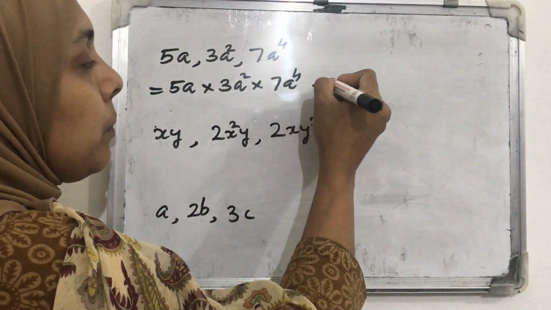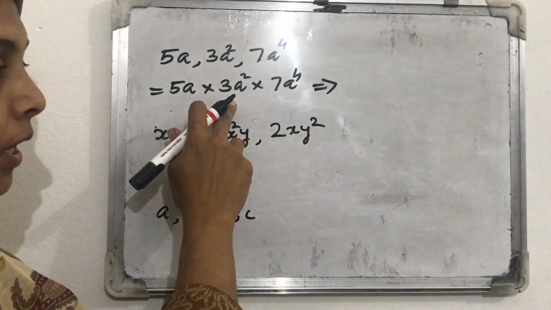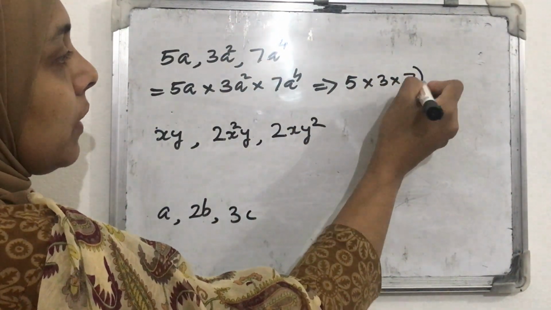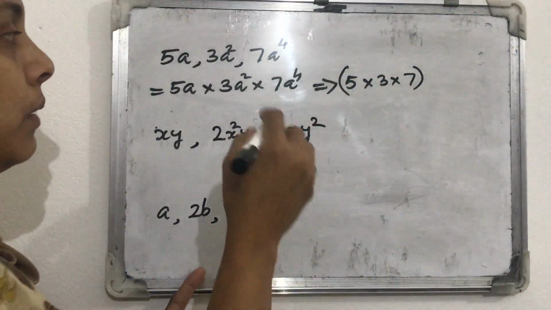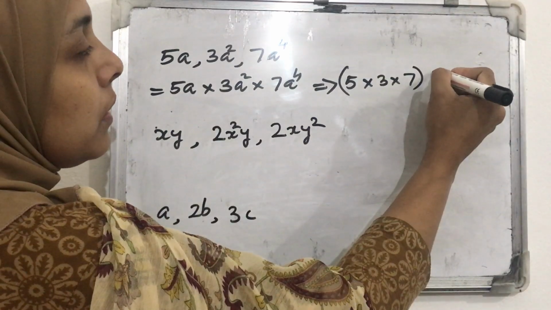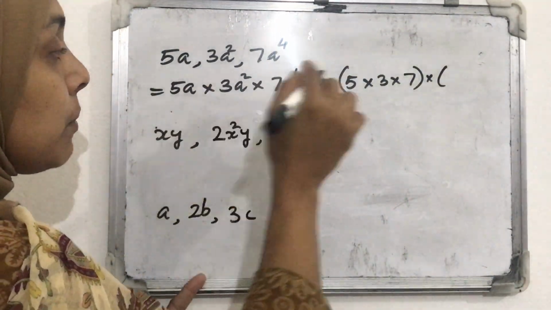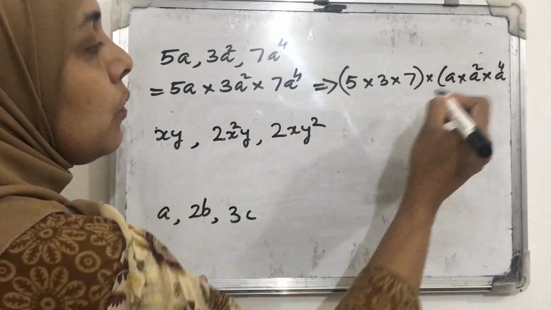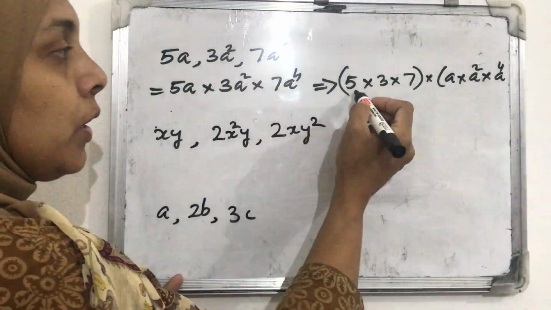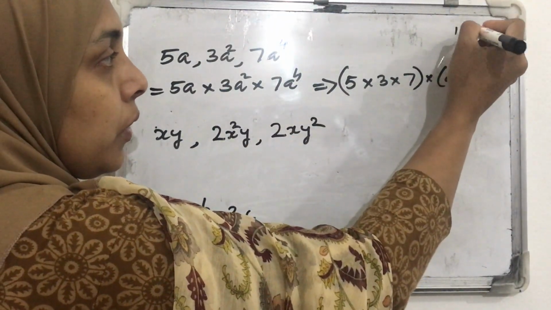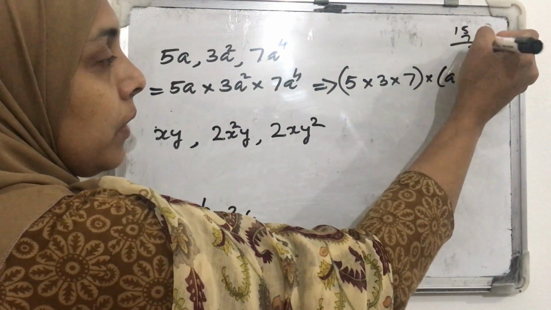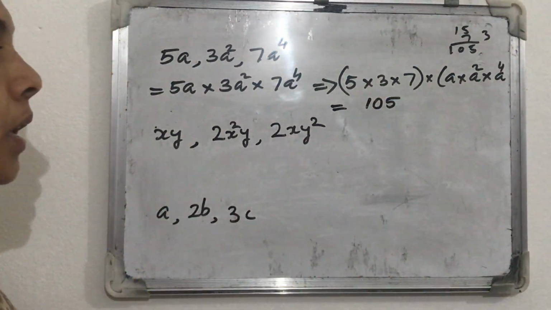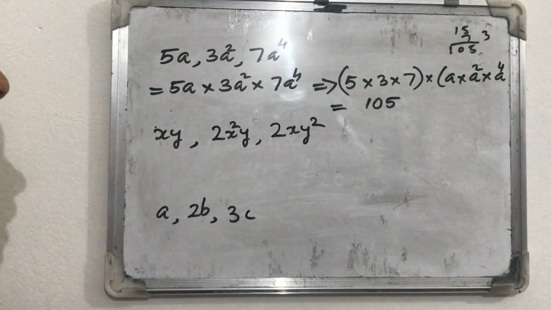Here, first we multiply the coefficients, 5 into 3 into 7, then multiply the variables, a into a square into a raised to 4. So 5 into 3, 15, 15 into 7, 105. The coefficient of the volume will be 105.